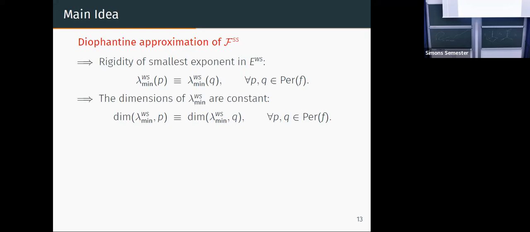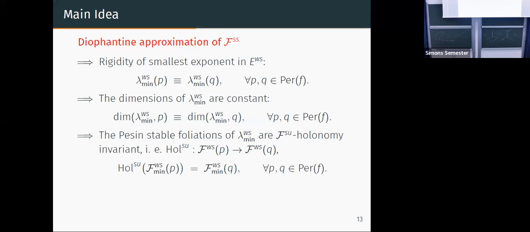And then we can show that the dimension of this smallest one is the same everywhere. And then for periodic points, we can look at the stable manifolds in the weak stable. It actually gives you a foliation, and this foliation will exist on the weak stable manifolds of every periodic point. And it has some kind of holonomy invariance, which allows us to extend this minimal weak stable foliation to the whole manifold, to the whole torus, and it is some kind of su-foliation, holonomy invariant. And in this part, we need that the holonomy of su-foliations is C1. That's the key part where we use the center bunching.